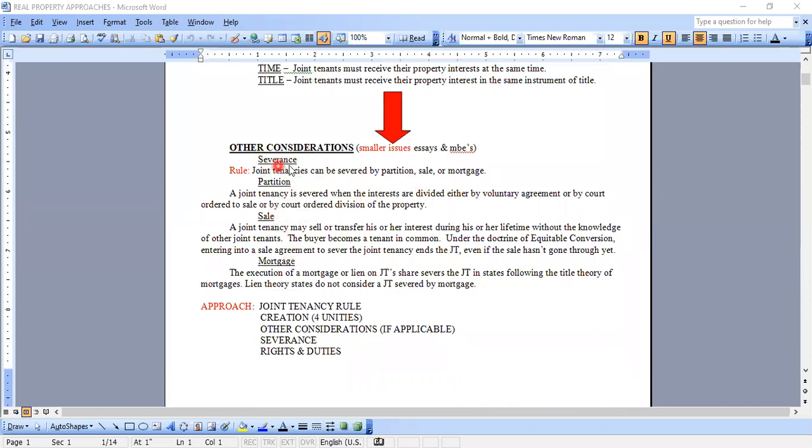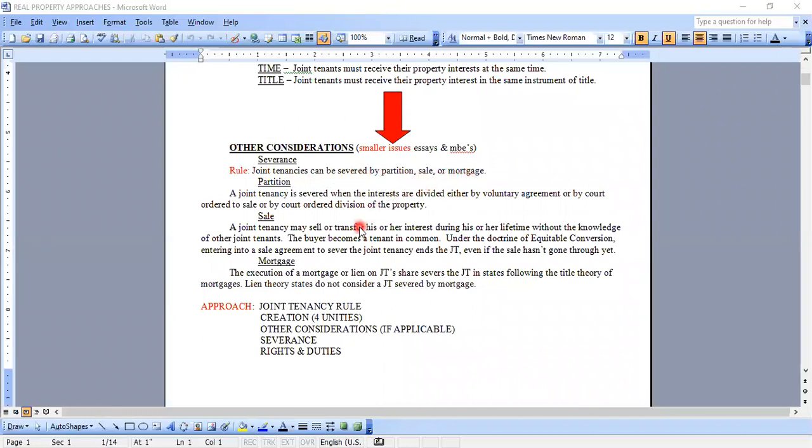Now, a joint tenancy is severed, and what I mean by severed, it's destroyed, if you have a partition, a sale, or a mortgage. Now, the mortgage I'll go over in a second, based on a title theory or lien theory, if it's severed or not. But for now, let's talk about partition and a sale. So joint tenancies can be severed by partition, sale, or mortgage.